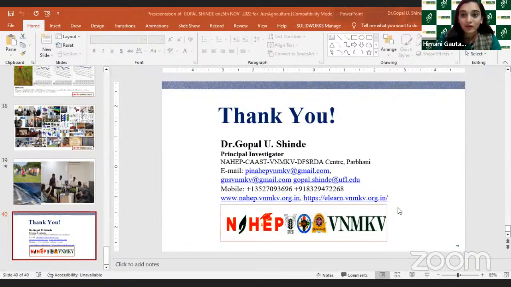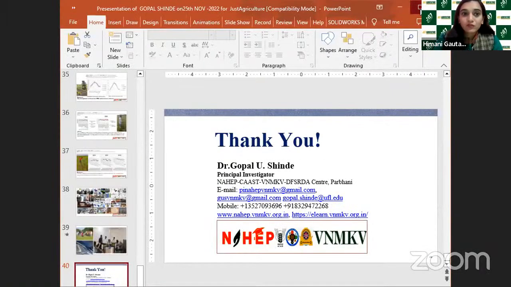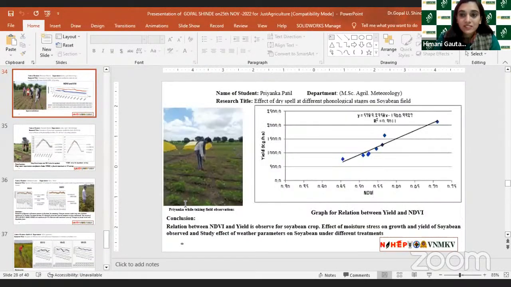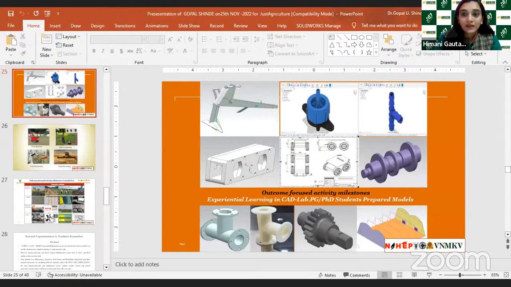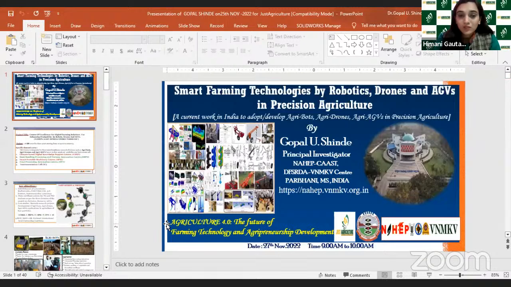Another question I have is that you have explained about the agri boats, agri drones, and how the agri robots are working in the field, like for the grafting and harvesting of cotton also. So is this technology available for farmers, or is it only in your institute? What about the transfer of technology?